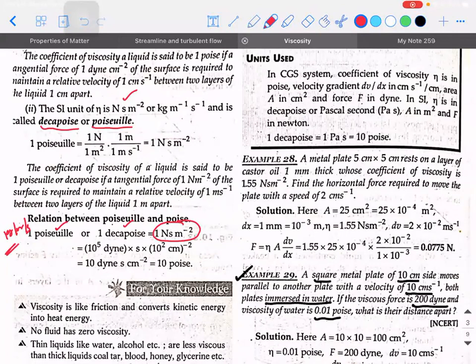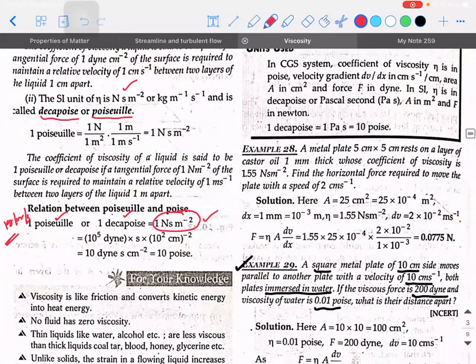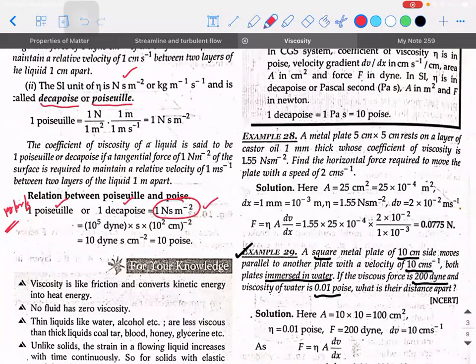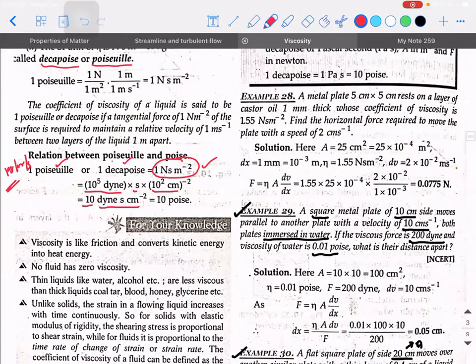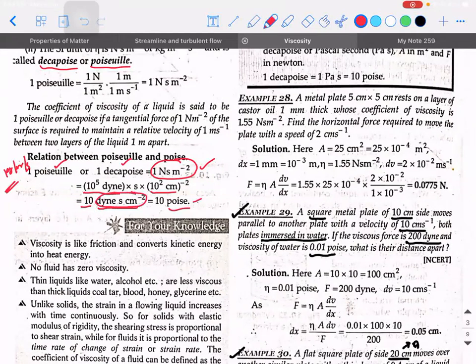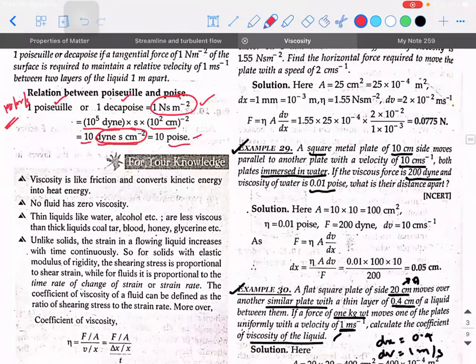But since we have a relation between Newton and dyne, we can take Newton second meter power minus 2. When you write and see, 1 Newton is 10 power 5 dyne. Second is second only, and meter is 10 power 2 centimeter, that is 100 centimeter, power minus 2. When you write it, you will get 10 dyne second per centimeter square. But dyne second per centimeter square is what is called poise. So it is 10 times poise. Am I clear till this point, guys?